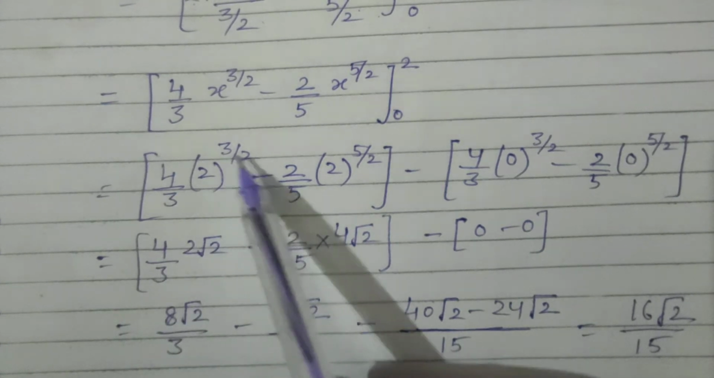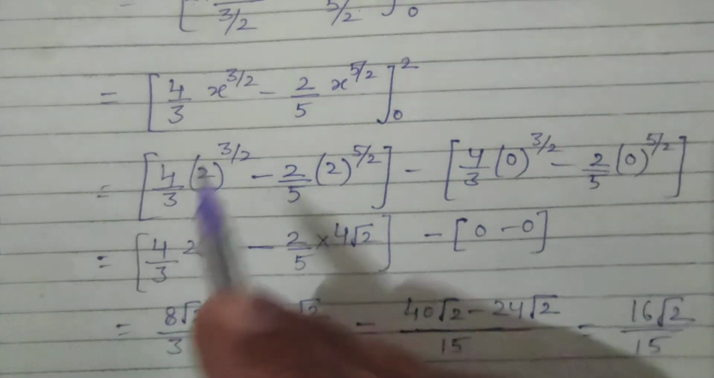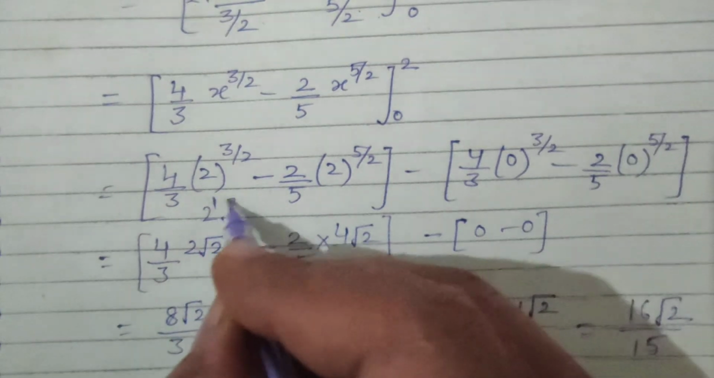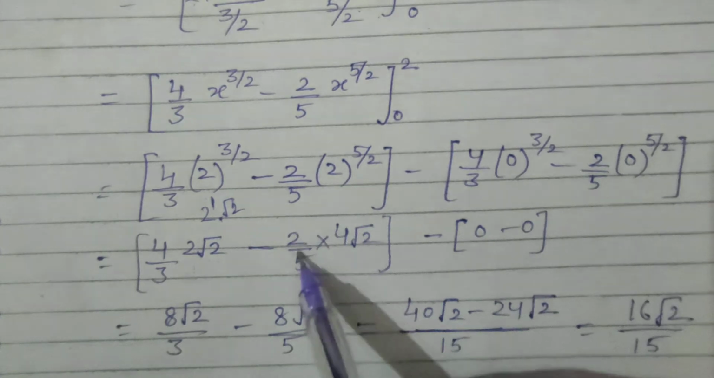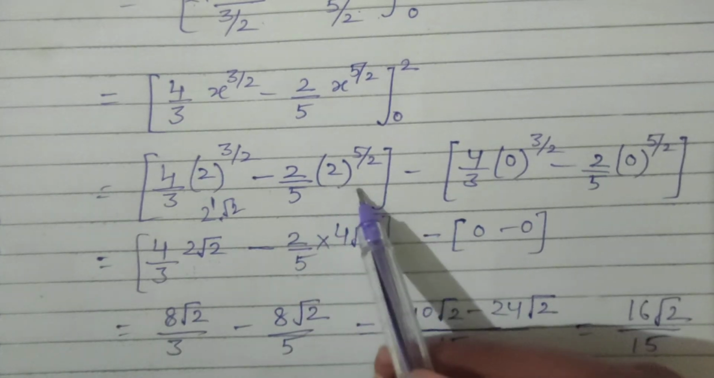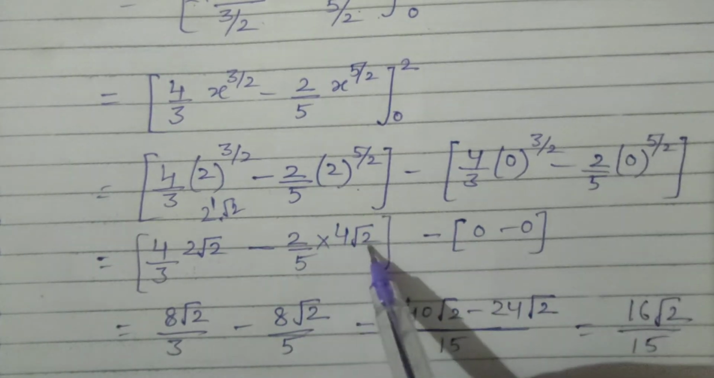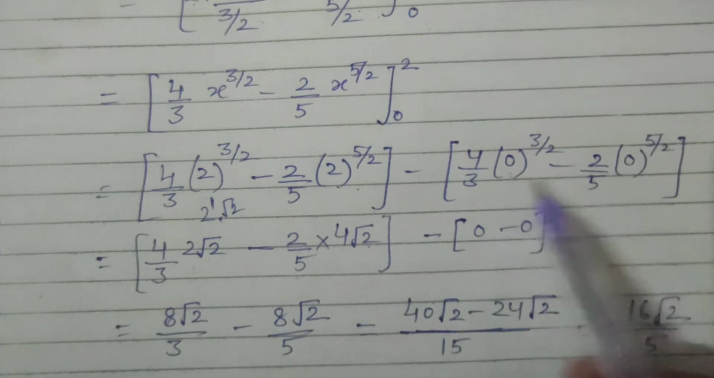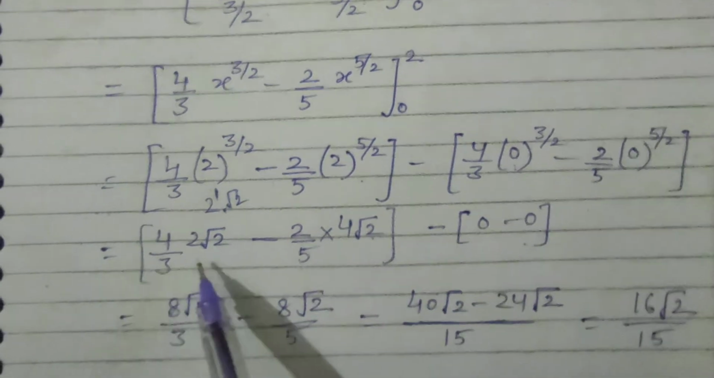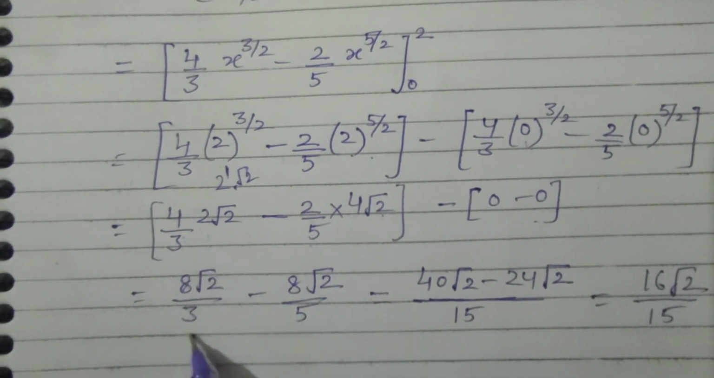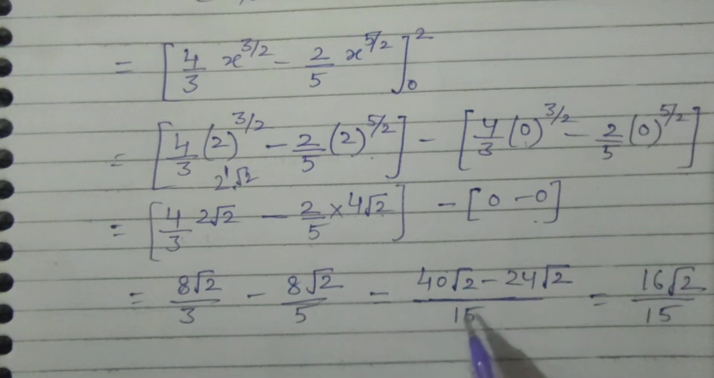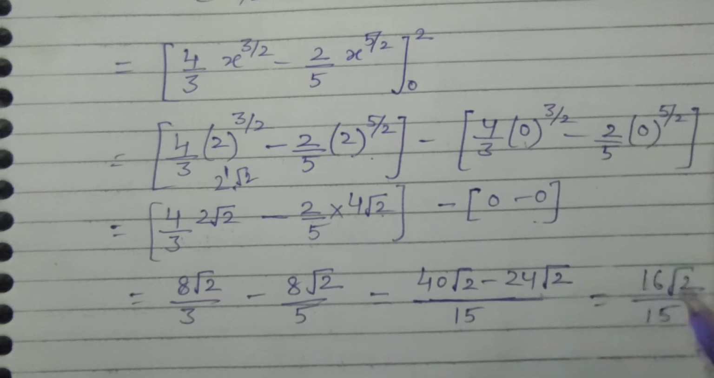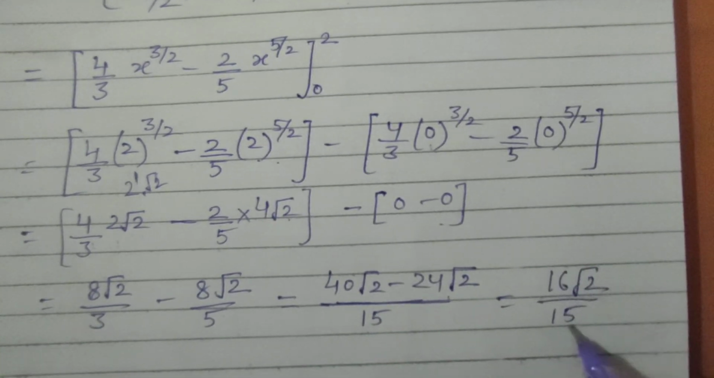2 raised to power 3 by 2 we can write as 2 root 2, because it is 2 power 1 into root 2. So it is 2 root 2. Minus 2 by 5, it is 2 square into 2 raised to power 1 by 2. So it is 4 root 2. The lower limit gives 0, because 0 into something is 0. So it is 8 root 2 upon 3 minus 8 root 2 upon 5. So we can take LCM here, 15. So 40 root 2 minus 24 root 2. Answer is 16 root 2 upon 15.